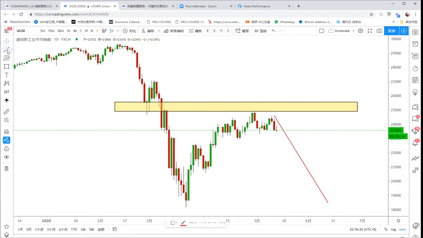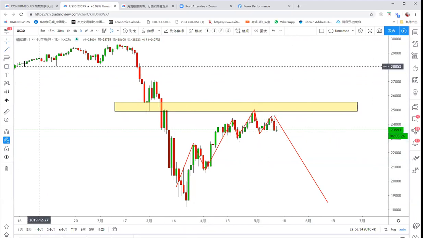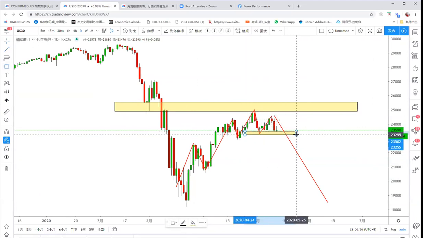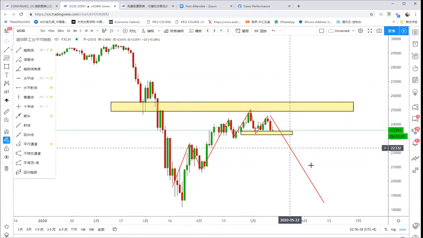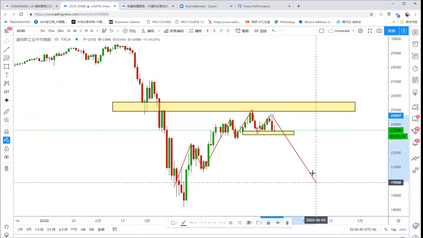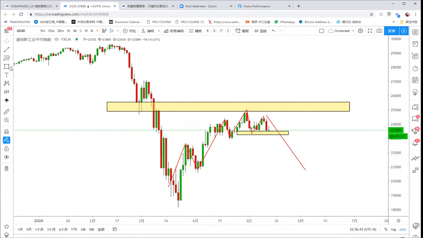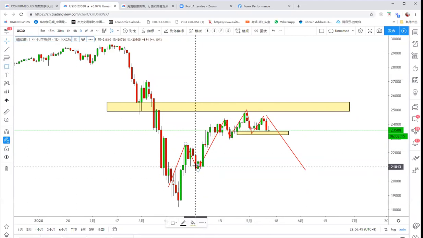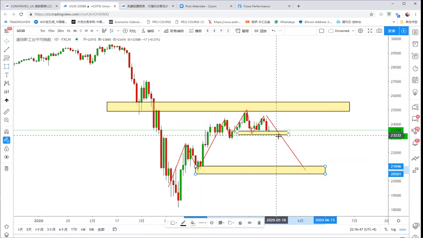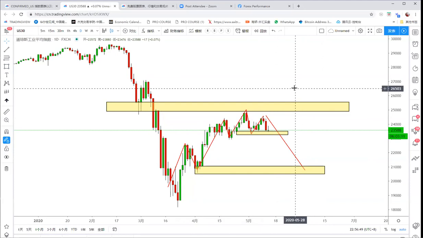You can see the price made a higher high, and now it's coming a lower high, and it's going to break down. You will find the neckline is here. If the Dow Jones can break down, it may go to 21,000, which is here. So try your best to capture this gain.